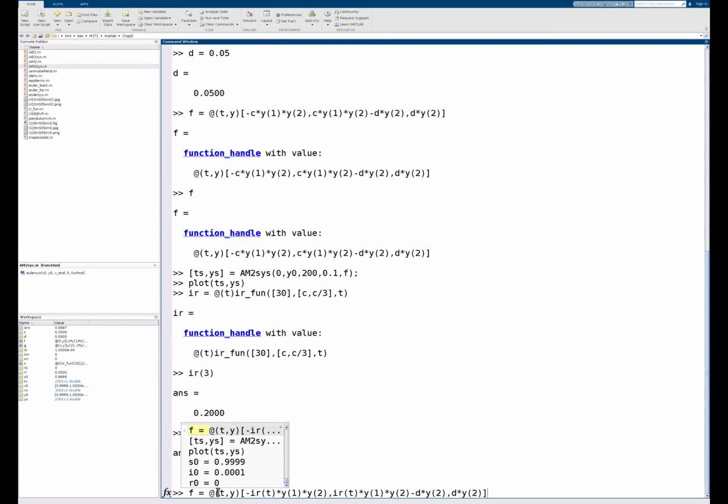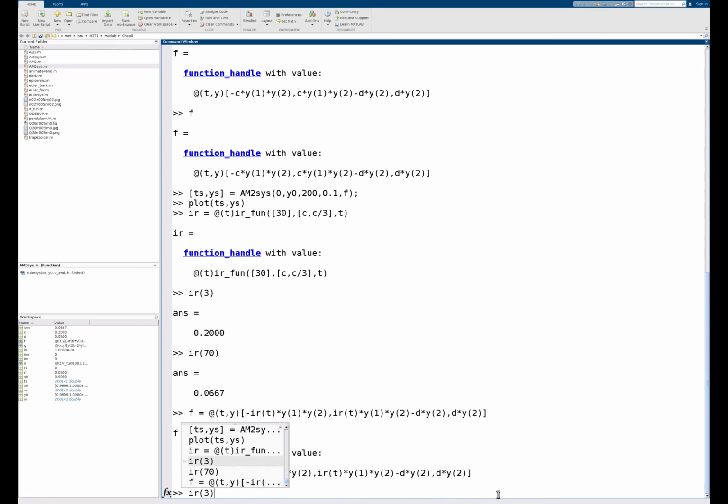So let's see. What I'm going to do then is rewrite F by replacing all of these C's by IR of T, the infection rate at time T. Right? So now C itself is a variable. That's no problem. We can easily adjust the differential equation to handle the infection rate varying over time, because time is one of the inputs to the function f. So I just replace C by IR of T.